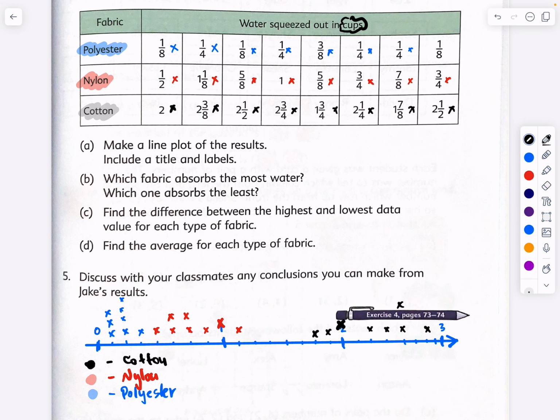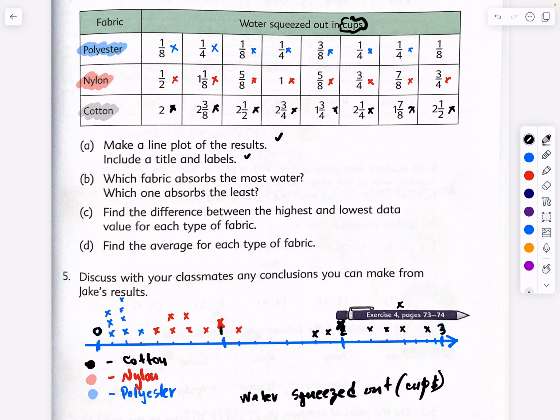Let's go answer some questions. Make a line plot of the results. Include title and labels. So we got the labels. And what would be our title? We can say water squeezed out in cups, just like the title of the table. Water squeezed out, and we're using cups, right? So it's between 0, 1, 2, or 3 cups.